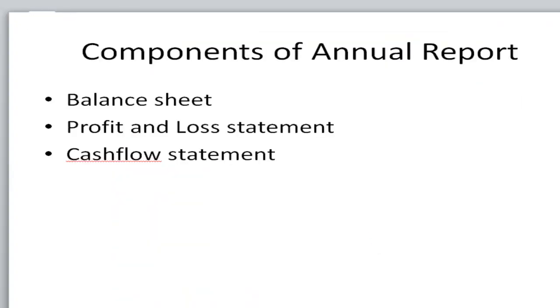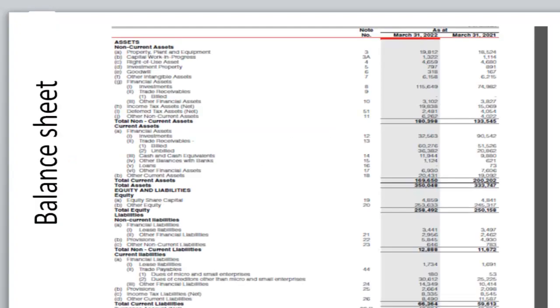What are the components of an annual report? In an annual report, you will have very big books with hundreds of pages. In that, you must concentrate on these three. According to me, one is the balance sheet, the second is the profit and loss statement, and the third is the cash flow statement.